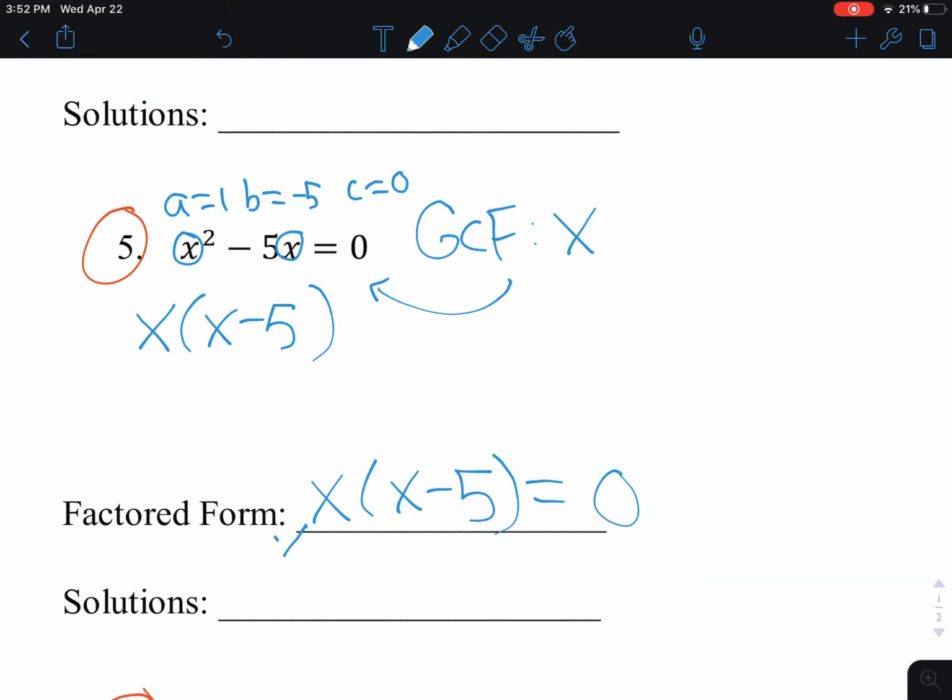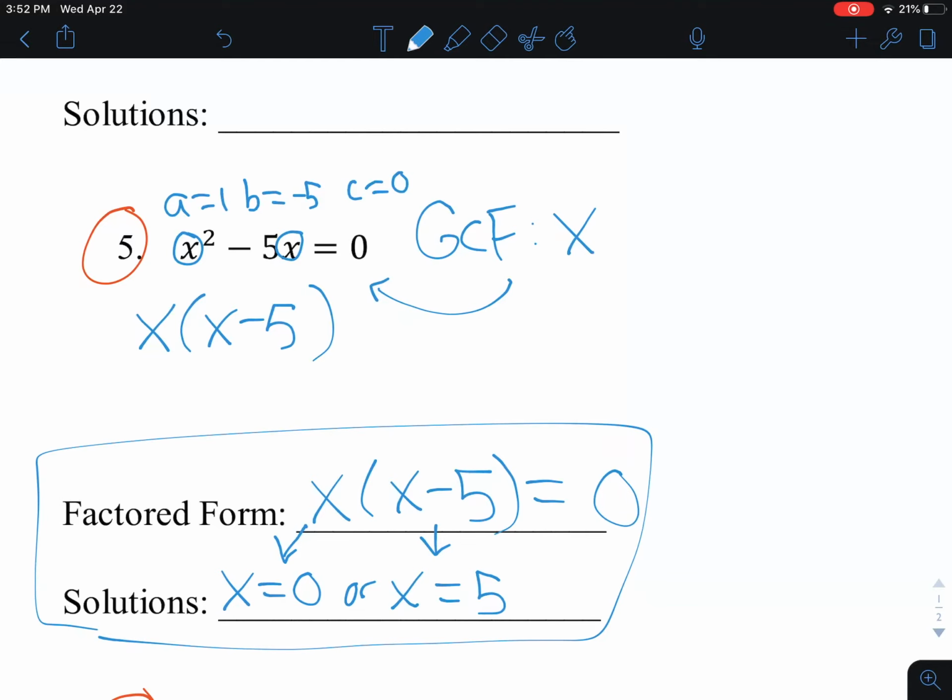But anyways, remember x on the outside means 0 is one of my answers, and then x equals 5 is my other answer. So my solutions are x equals 0 or x equals 5.